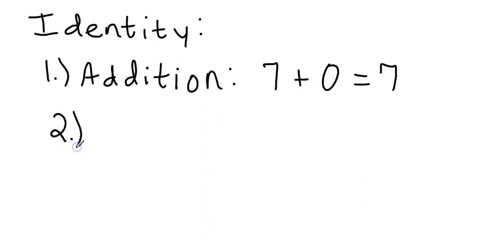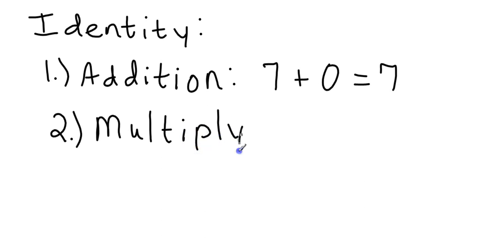How about when we multiply? What can I multiply 7 by to keep its identity at 7? Would it be 0, just like addition? Well, 7 times 0 is going to give me 0, so that's not going to help. My multiplicative identity is always going to be 1. Any number times 1 will equal itself.